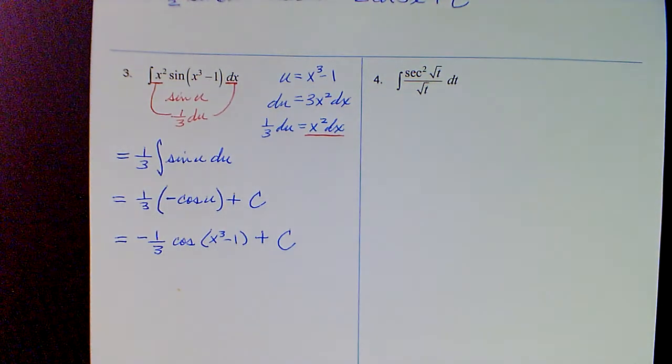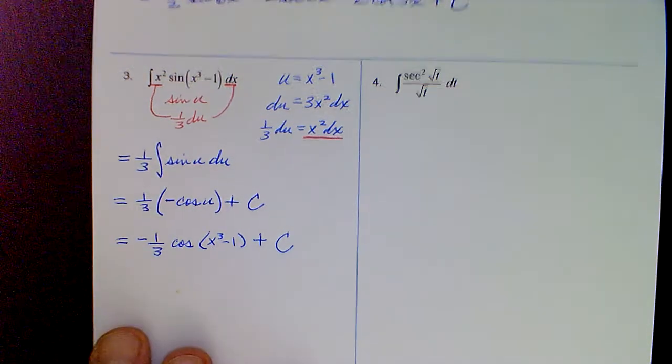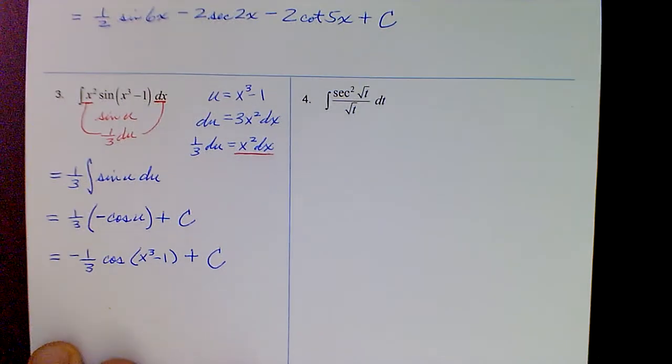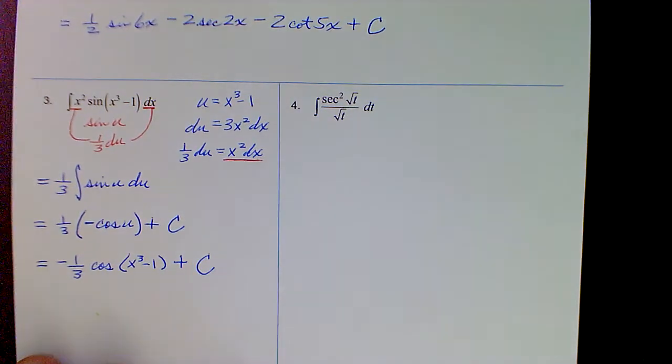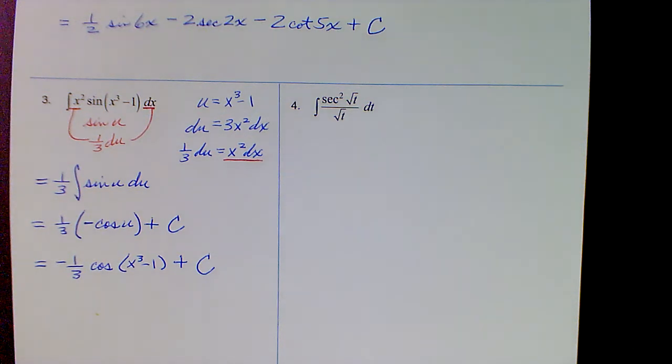Okay, so trig functions dominate. But now here's a question that looks a little bit elaborate, because you've got a fraction, and you've got the square root of t in there, and secant squared, but you have to trust in our hierarchy. And the hierarchy says trig functions dominate over algebraics, no matter what the algebraic factor is.